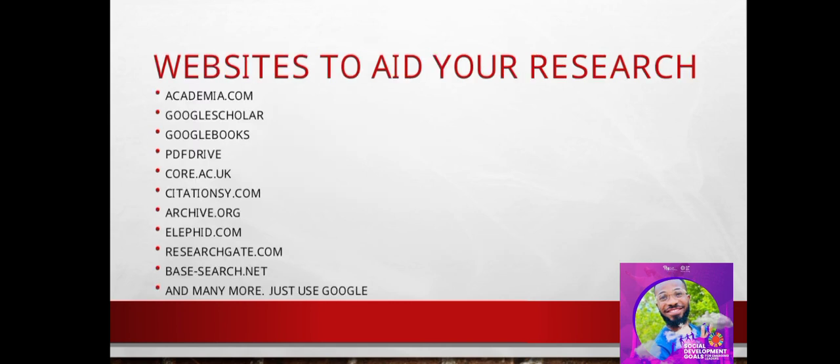Now, websites to aid your research. I've listed down some websites that will be able to aid your research, and many more. Most times, just use Google. Google is a very good source of information. It takes you to these websites, and most times you're able to get the information you want. So these websites are actually very useful.